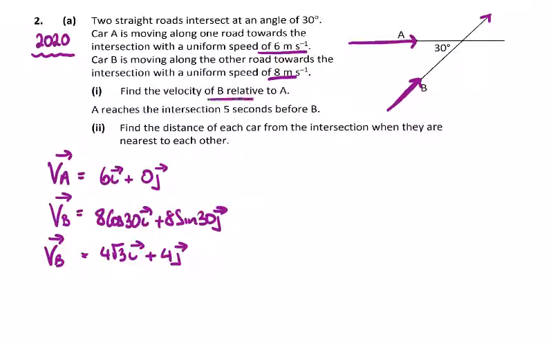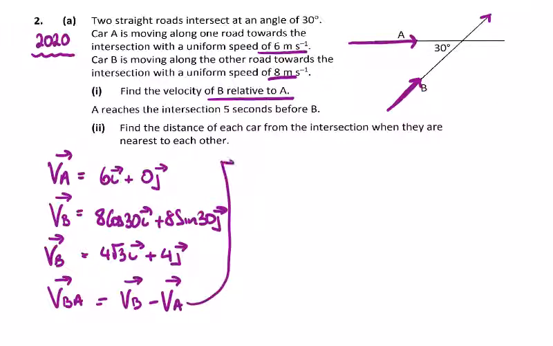We're asked to find the velocity of B relative to A. Velocity of B relative to A is the velocity of B minus the velocity of A. So bring it up here. That's going to be equal to 4 root 3 minus 6 in the I direction, and we're going to have plus 4 minus 0 in the J direction, just plus 4 in the J direction.